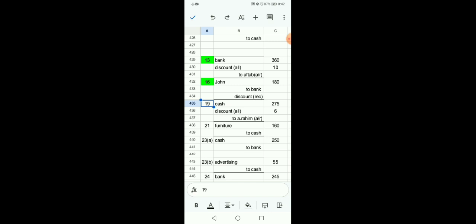Next entry is 19, where there are three elements, but only two elements are related with the cash book, cash and discount. So we will post both of them, but step by step. First step is to see cash, which is debited by 275.